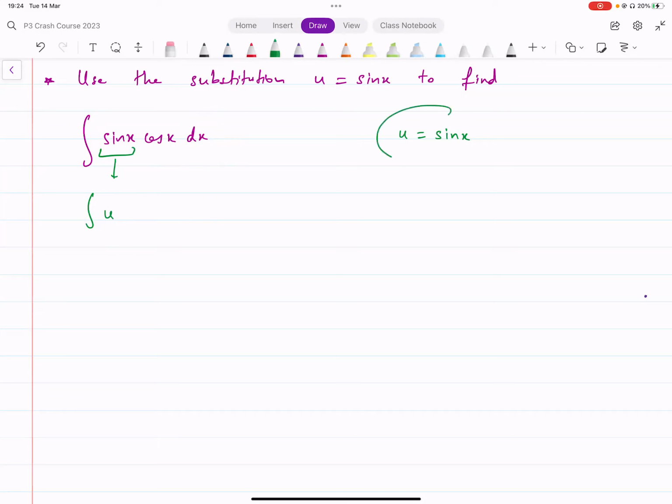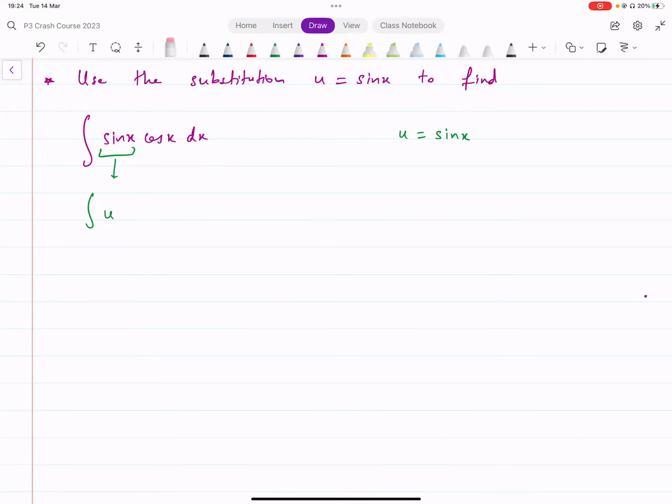Now, u equals sine x helps us convert sine x to u like this. We've changed that at least at this point. However, how do we change dx to du? This also needs to be changed to du.